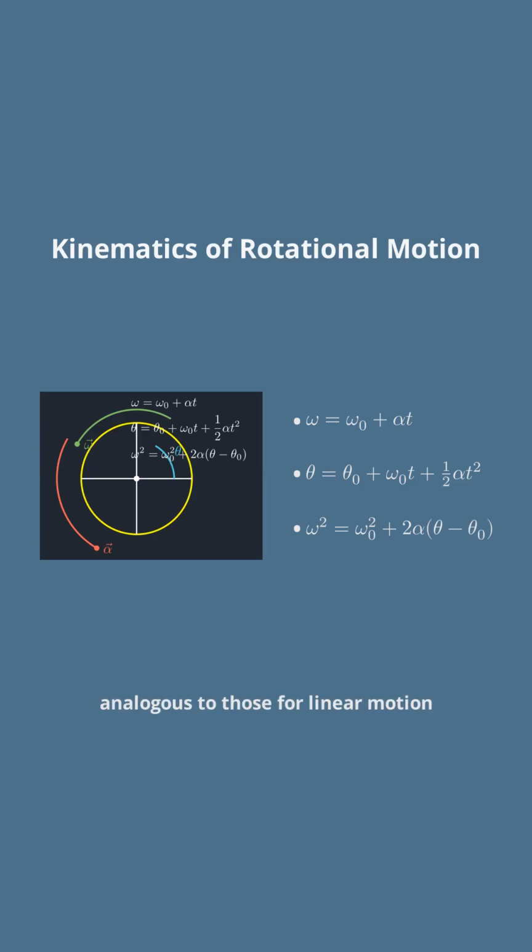Angular displacement theta, angular velocity omega, and angular acceleration alpha play roles similar to displacement, velocity, and acceleration in translation. For constant angular acceleration, the equations are omega equals omega 0 plus alpha t, theta equals theta 0 plus omega 0 t plus a half alpha t squared, and omega squared equals omega 0 squared plus 2 alpha (theta minus theta 0). These equations allow us to predict rotational motion just as we do with linear motion.